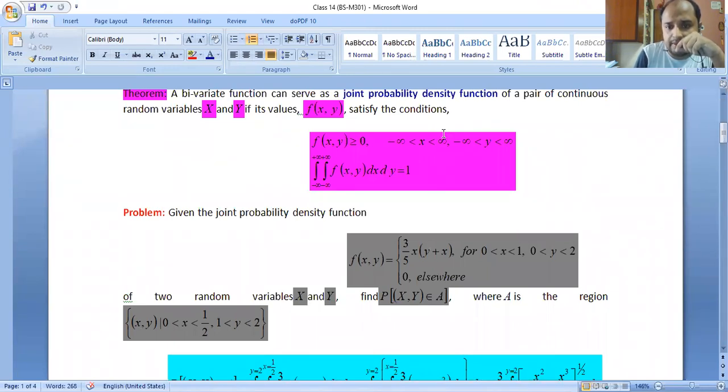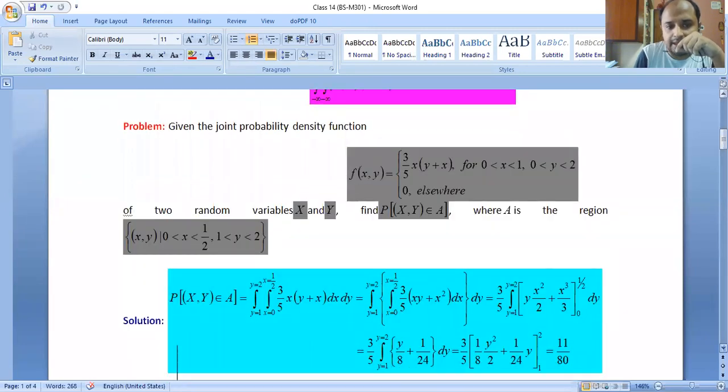Now, what is the problem? The problem says, given the joint probability density function, f of x y is given. A form of f of x y is given, which is 3 by 5 x into y plus x, where x is lying between 0 and 1, y is lying between 0 and 2, and f of x y has value 0 elsewhere.